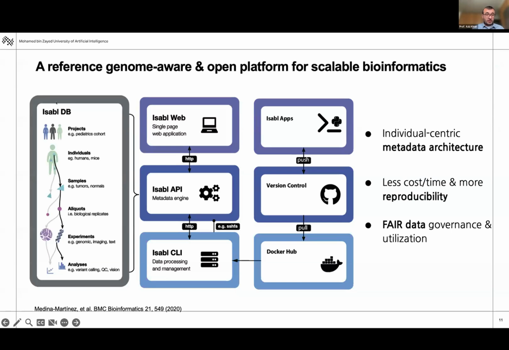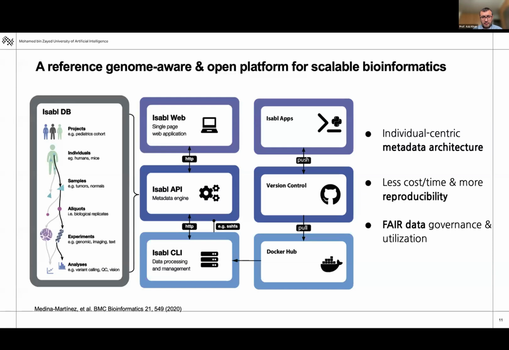So you could see on the left side, you have a project or a cohort, and then you have individuals that could be human, mice, or any model organism. And then you can create samples at different conditions, whether it's tumor or normal, and maybe there are replicates, and then you do a lot of experiments. The experiment can be anything from a sample, genomics, imaging, and so on. And then you run these different analyses on top. These are version controlled in terms of which tools you are using and also which reference genome you are using.